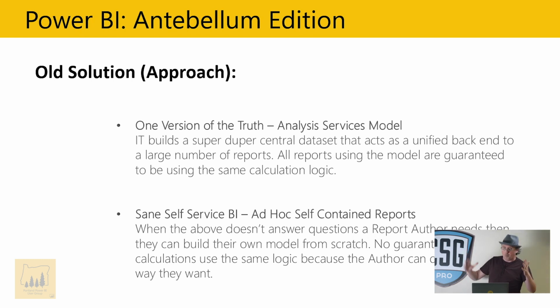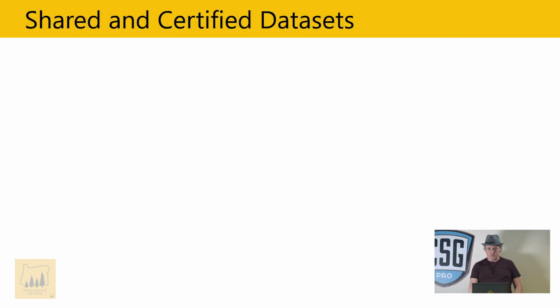So the old approach is you'd have the analysis services thing, which is nice, but it's just really big and expensive. And that's good for your sort of one version of the truth reports. For other reports that need to be a bit more flexible, people would just spin off these one-off models, right? And that worked okay.